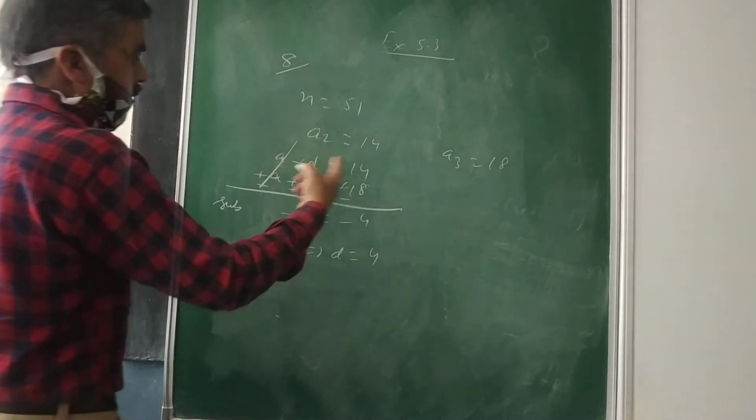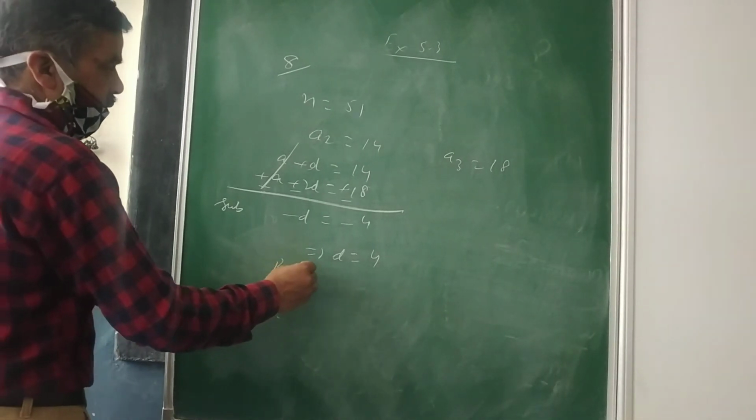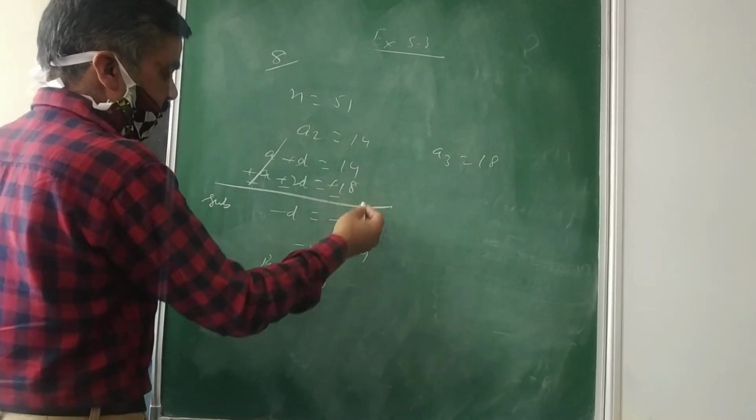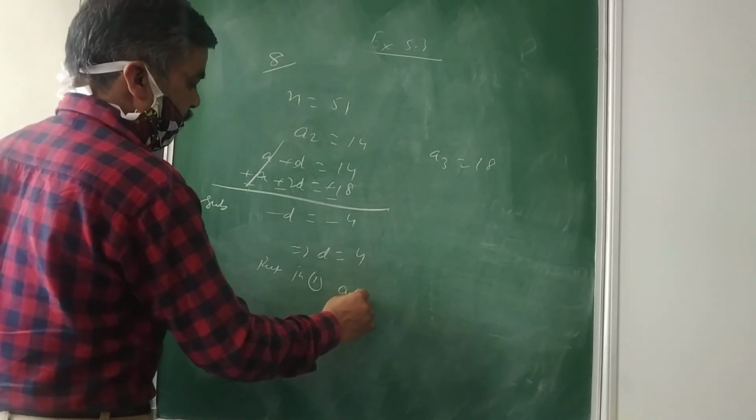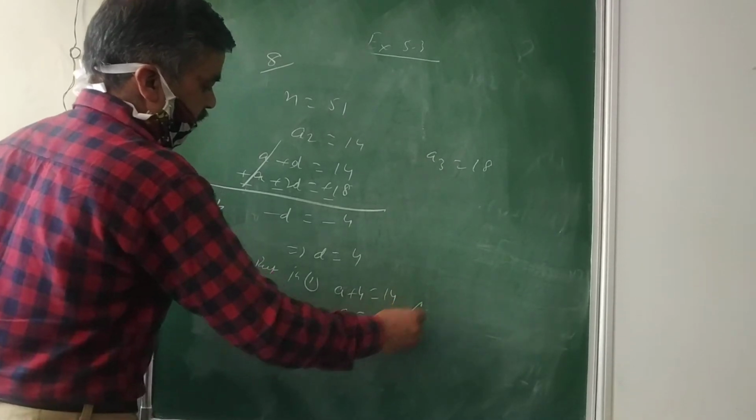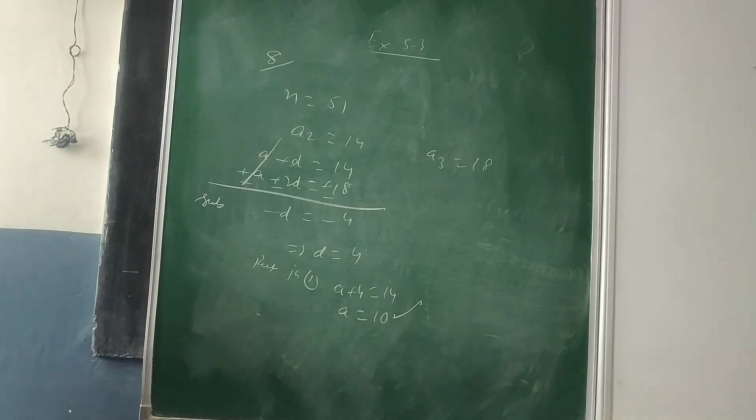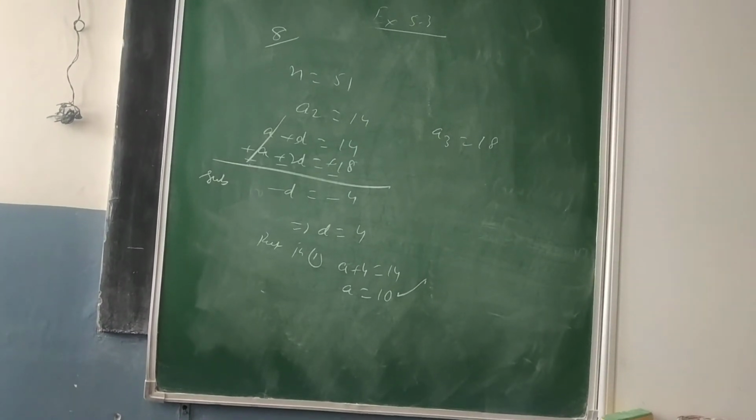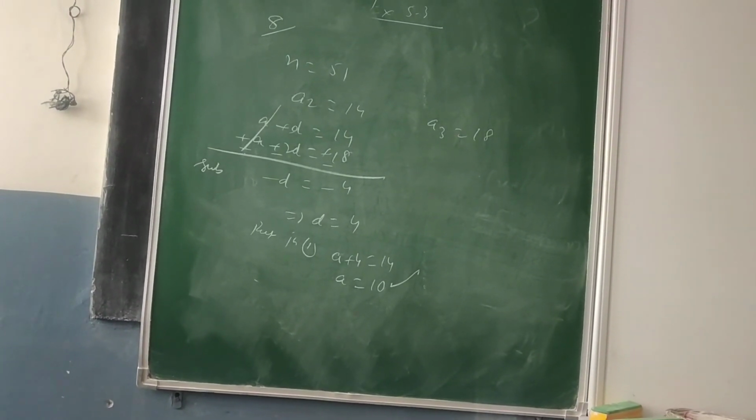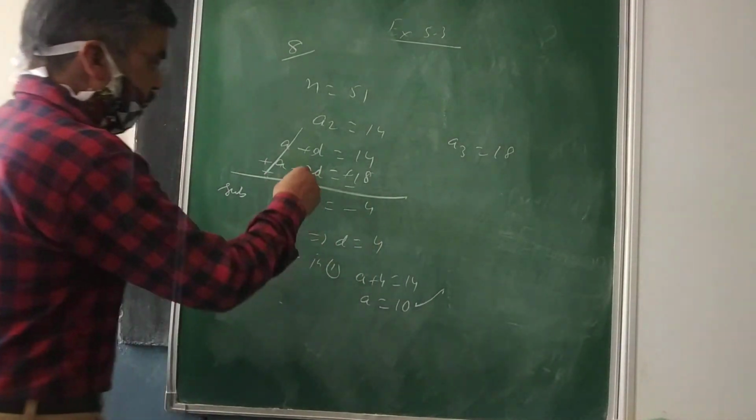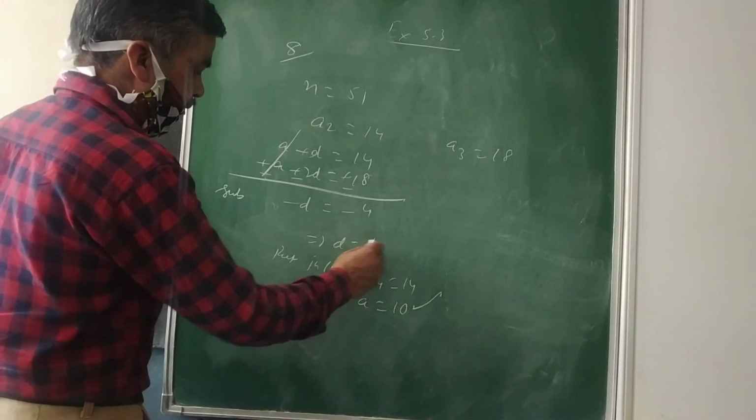Put anywhere, so put in 1 suppose. This is equation number 1: a plus d is equal to 14 means a plus 4 is equal to 14, so a is equal to 10. So now a is equal to 10. What you have to find here is the sum of first 51 terms. So n is equal to 51. d also you can calculate, that is 4.